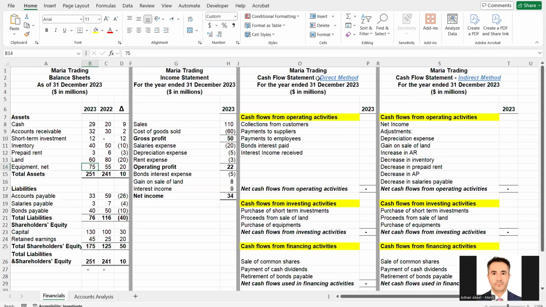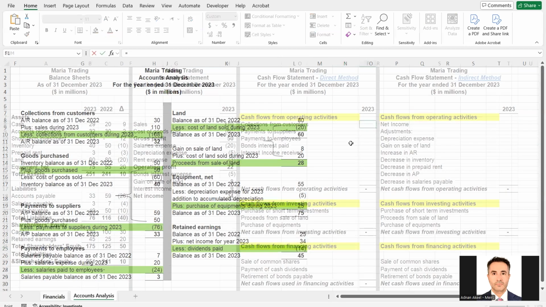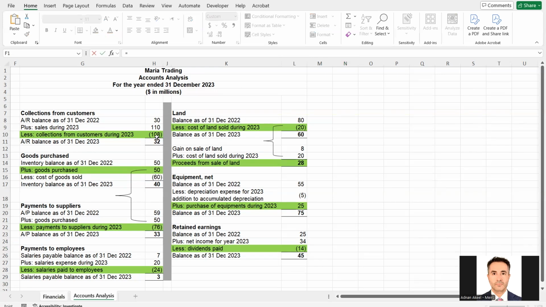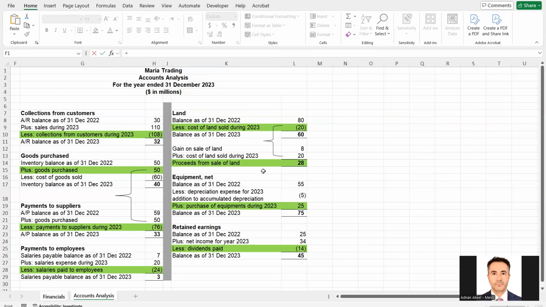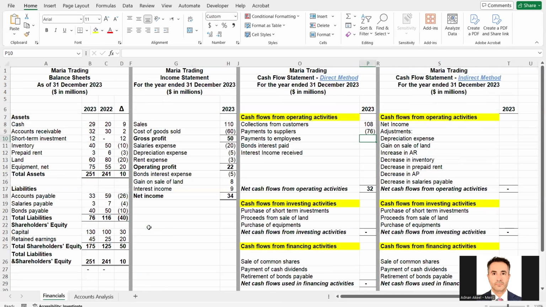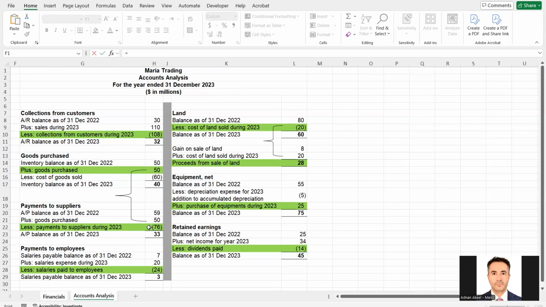I'm going to start with the direct method. So collection from customers, this is already calculated and the figure is here, 108. But since it's a collection, it needs to be positive rather than negative. Payments to suppliers, similarly, this is the figure, the 76 million. Payments to employees, it's already calculated, and here we go, 24 million.